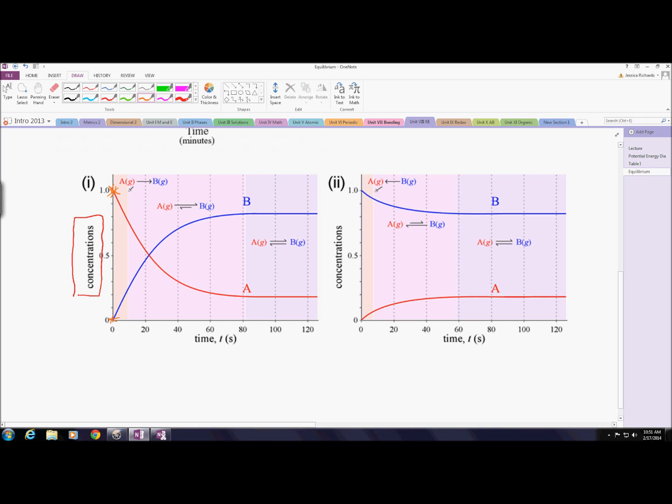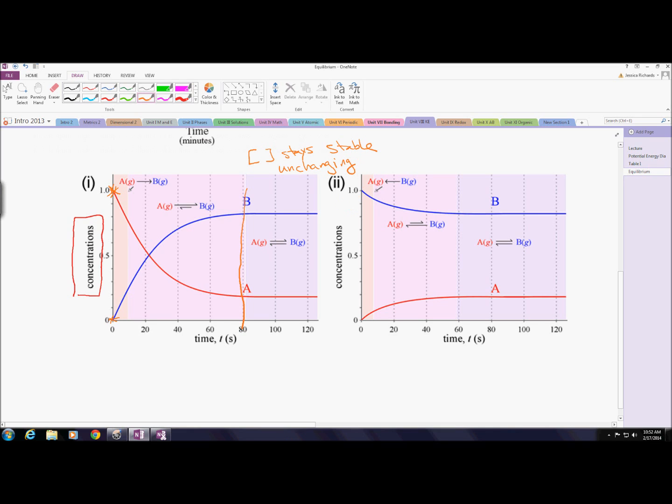As the reaction proceeds, the concentration of the reactant decreases, and the concentration of the products increases, and eventually the concentrations stay the same. So concentration stays the same, stays stable. I guess stable would be the best word that I want to use. They're not equal to each other. Notice that the concentration of A and the concentration of B are not the same. They are just unchanging.